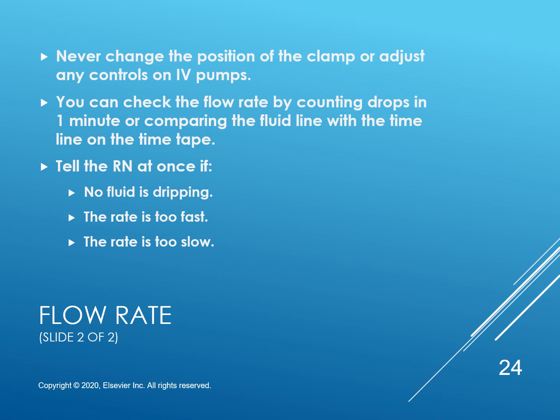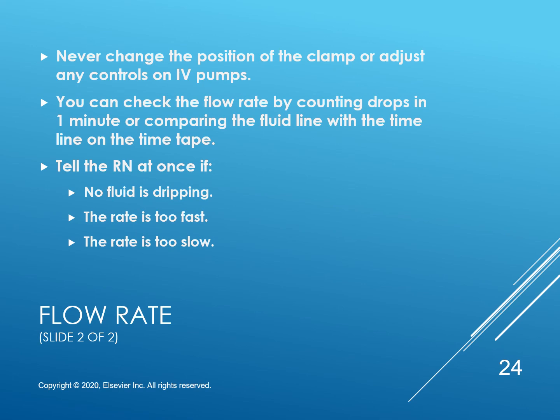Never change the position of the clamp or adjust any controls on IV pumps. You can check the flow rate by counting drops in 1 minute or comparing the drop line with the time line on the time tape. Tell the RN at once if the fluid is not dripping, or the rate is too fast or too slow. To check the flow rate, count the number of drops in 1 minute.